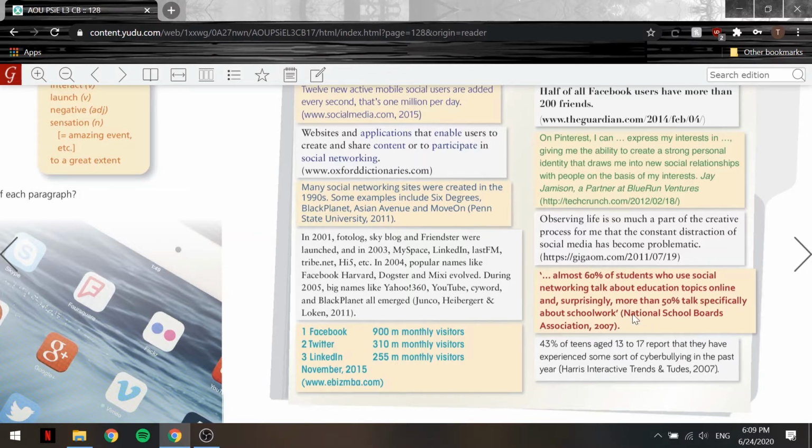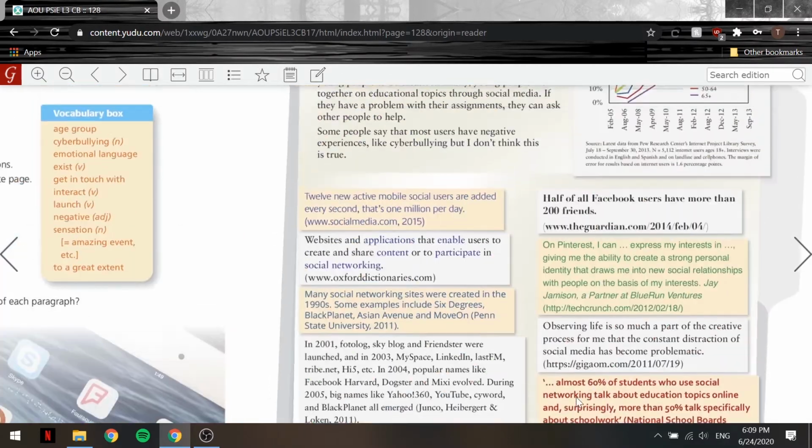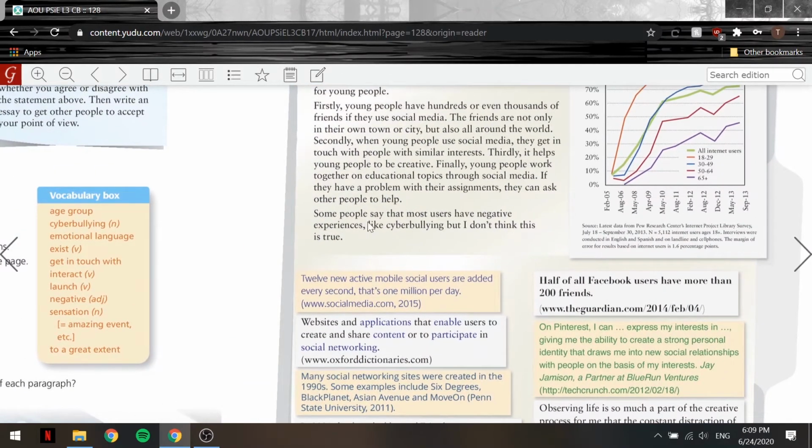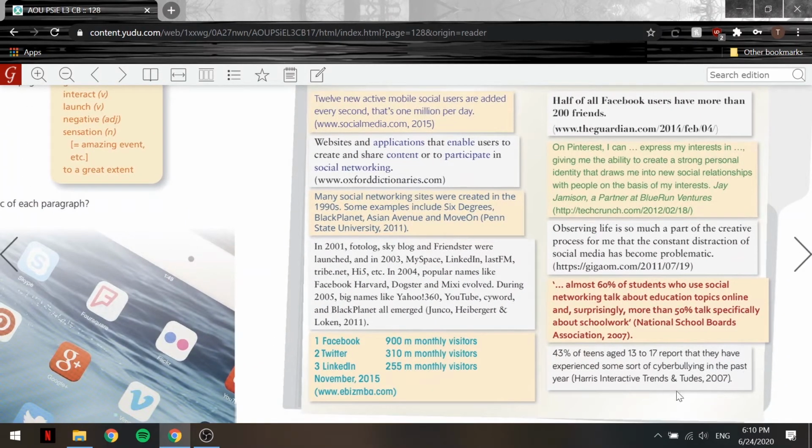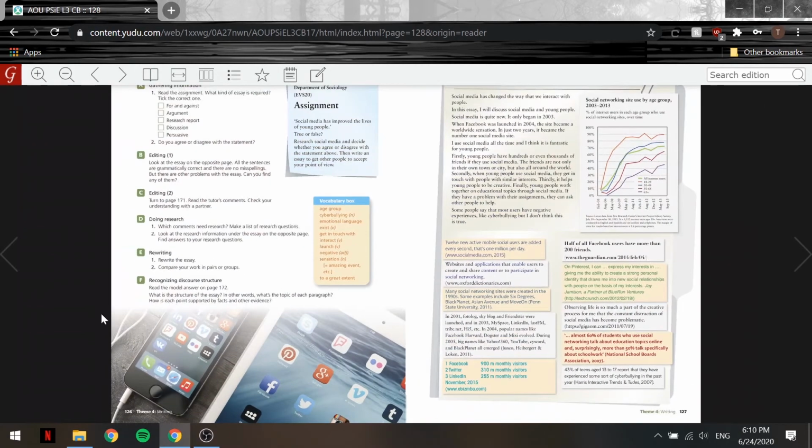All right, what else? How serious is cyberbullying? So if you can see here, again, a study made in 2007, 43% of teens aged 13 to 17 report that they have experienced some sort of cyberbullying in the past years. So again, I can't argue with this, and this just proves that the claim that some people say most users have negative experiences like cyberbullying, but I don't think this is true, is incorrect and false, because if I do a little bit of research, I can see that teens have experienced at least some sort of cyberbullying. Okay? Now let's move on.